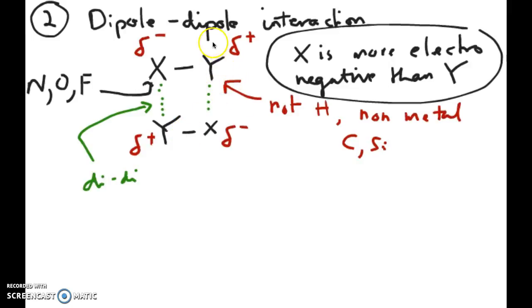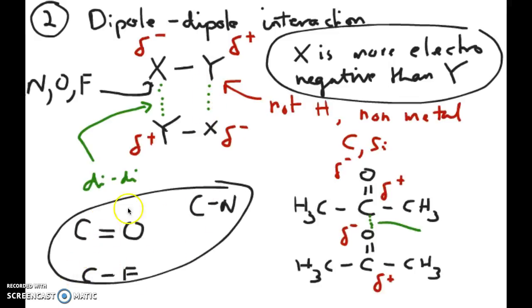In this particular case, the Y, the less electronegative element, is not hydrogen. It's usually a nonmetal like carbon or silicon, but it's not hydrogen. If it's hydrogen, then we would call this interaction a hydrogen bond.